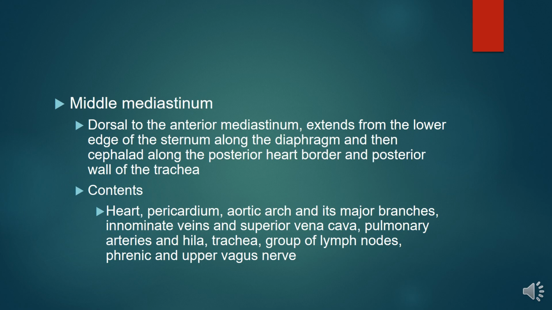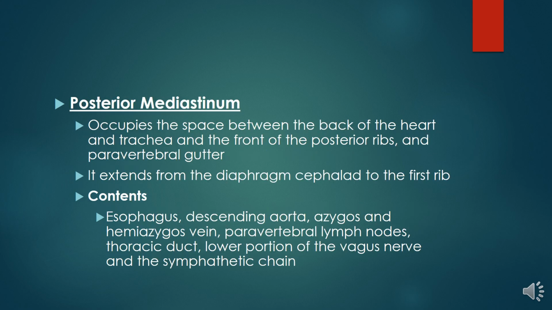Middle mediastinum is dorsal to the anterior mediastinum, extends from the lower edge of the sternum along the diaphragm and then cephalad along the posterior heart border and the posterior wall of the trachea. The contents include the heart, pericardium, aortic arch and its major branches, innominate veins, superior vena cava, pulmonary arteries, hilar trachea, group of lymph nodes, phrenic nerve, and the upper vagus.